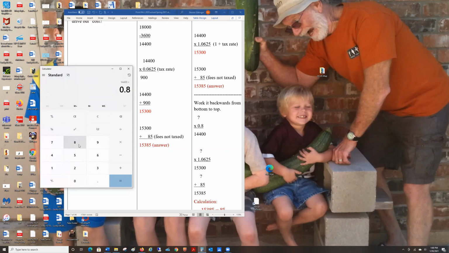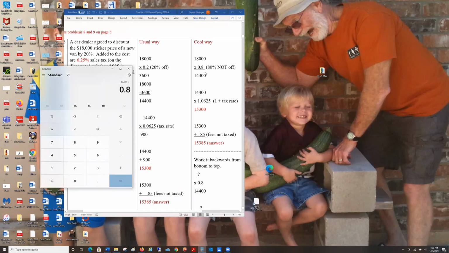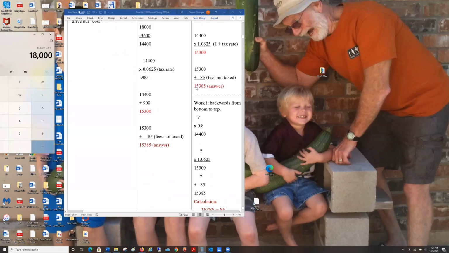Normally, when we divide something, the answer gets smaller than what we're dividing. But in this case, we're dividing by 0.8, and 0.8 is a number between 0 and 1. So in other words, this 14,400 is 80% of something. Of course, it's going to be 80% of something bigger than 14,400. Oh, so when you divide that by 0.8, you get, amazingly, 18,000.